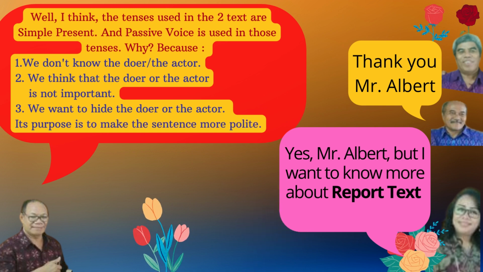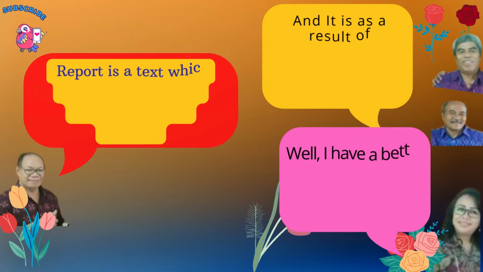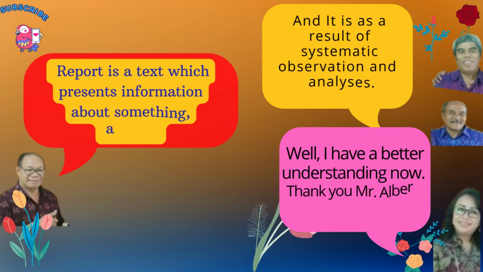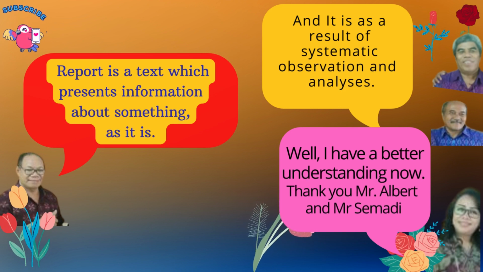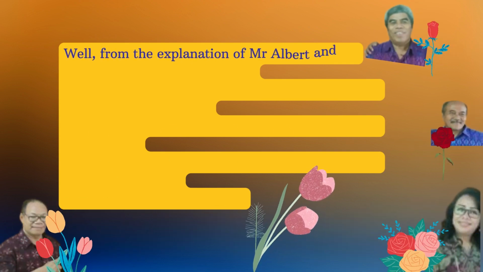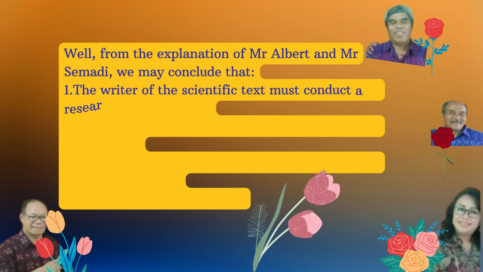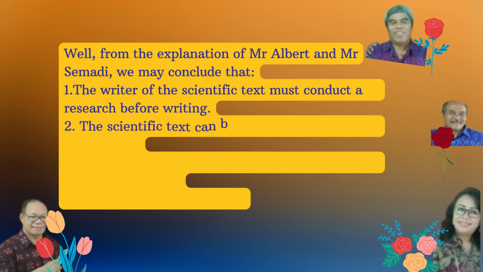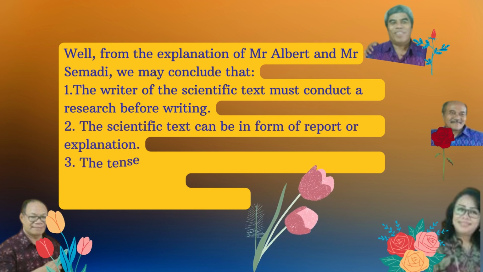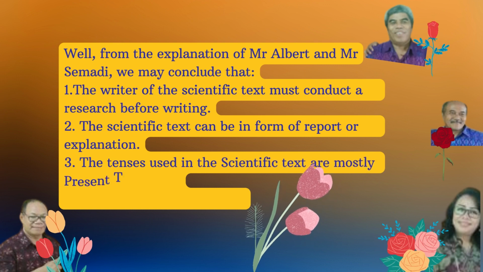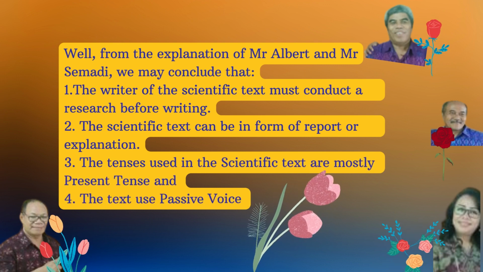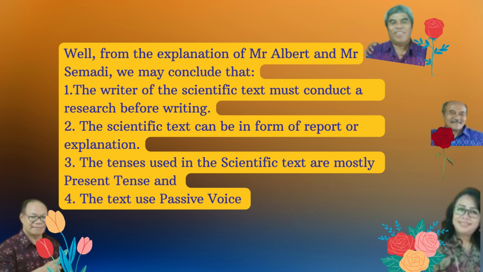Thank you, Mr. Albert. Yes, Mr. Albert, but I want to know more about report text. Report is a text which presents information about something, as it is. And it is a result of systematic observation and analyses. Well, I have a better understanding now. Thank you, Mr. Albert and Mr. Samadi. Well, from the explanation of Mr. Albert and Mr. Samadi, we may conclude that 1. The writer of the scientific text must conduct research before writing. 2. The scientific text can be in the form of report or explanation. 3. The tenses used in the scientific text are mostly present tense. And 4. The text uses passive voice.